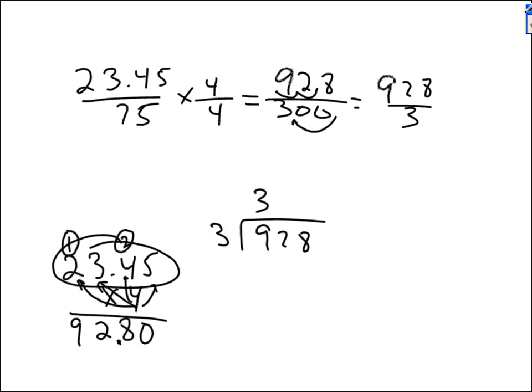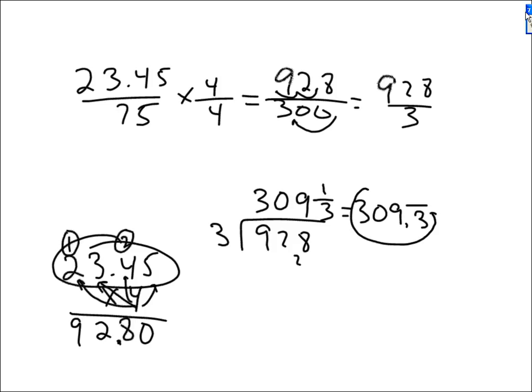9 into 9 is 3 times. 3 into 9 is 3 times. 3 into 2 is 0 times with 2 left over. And 3 into 28 is 9 times with 1 left over. 1/3 is 0.333 forever. You put a bar on top of the 3, and that means 3 forever.